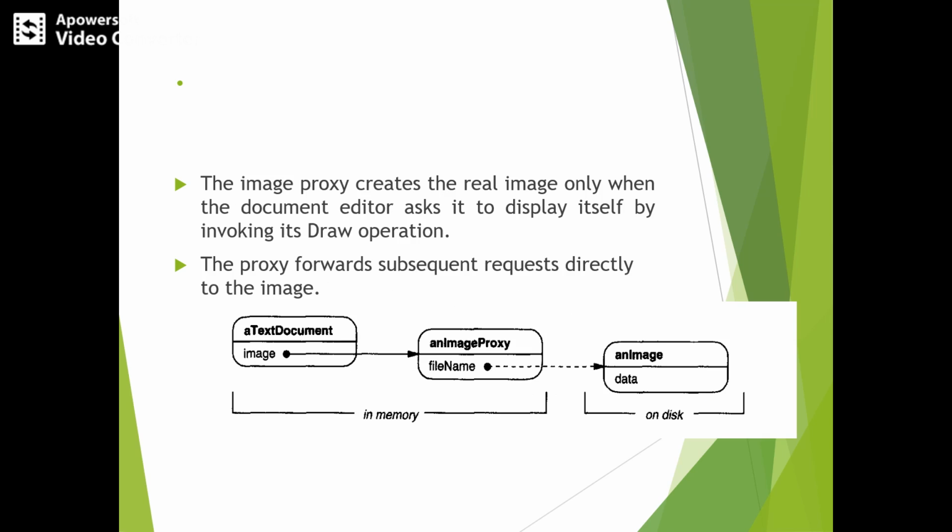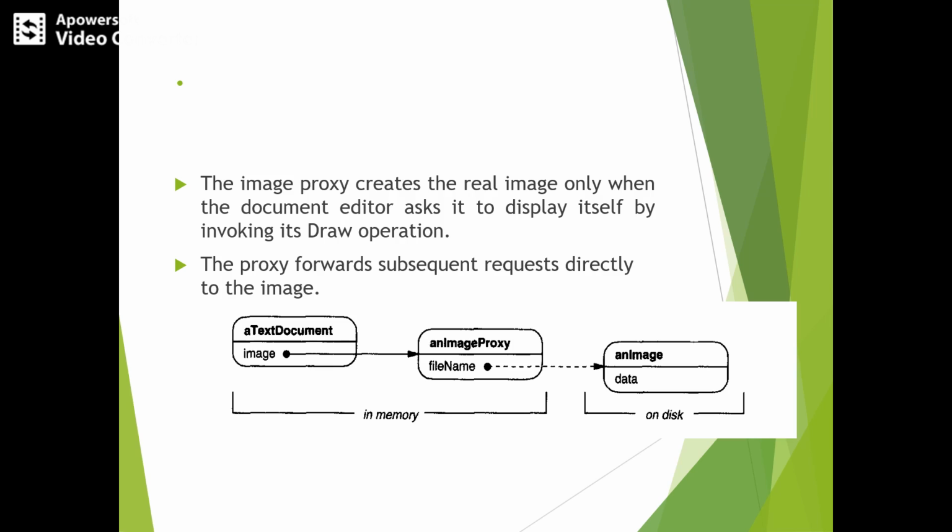Now we come to the object documentation part. The image proxy creates a real image only when the document editor asks it to display itself by invoking the draw operation; until then it will not do anything. So when it is asked to display, whenever the document editor or the original image is not in the proper format, we should go with this proxy design pattern.